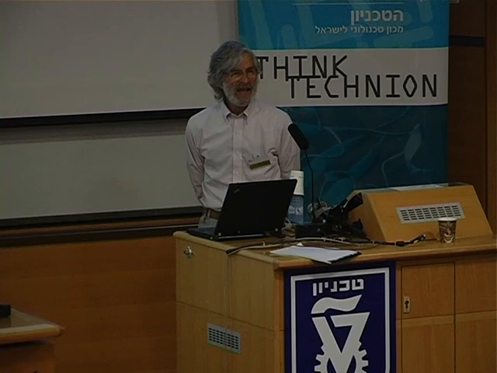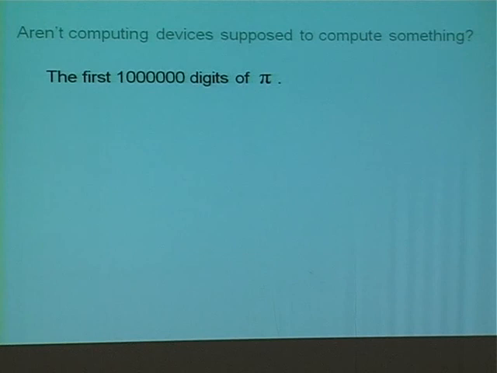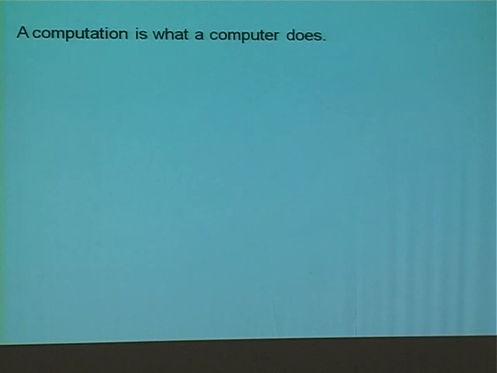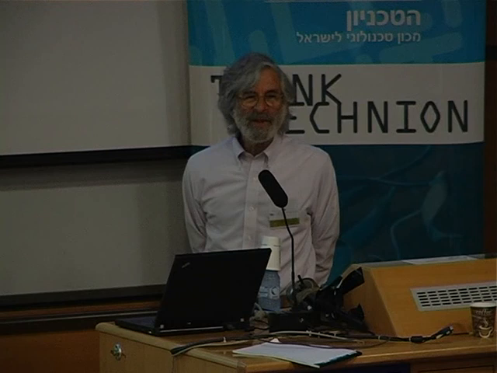It's the escapement clock. It was the first device that moved in discrete steps. Well, aren't computing devices supposed to compute something? The first gazillion digits of pi, or tomorrow's weather, or what the stock market was going to do next week, or something like that. Well, remember, computation is what a computer does. And I don't know what your computer does, but my computer browses the web and does email and does very little computing to get answers. So we actually don't use computers very much to compute something and then stop.